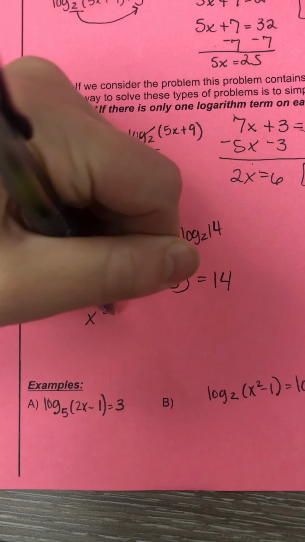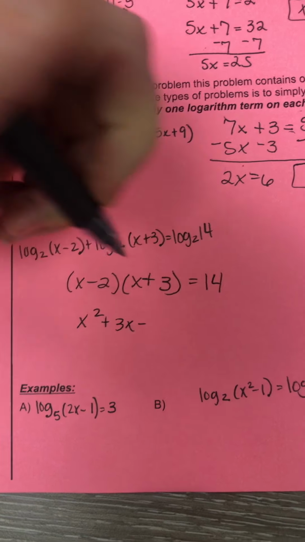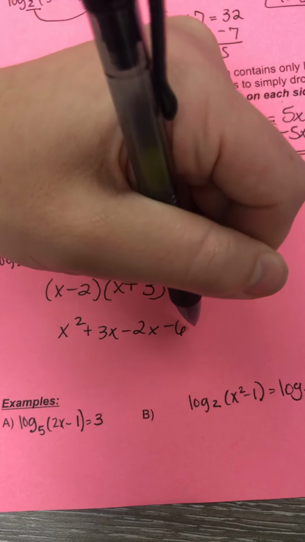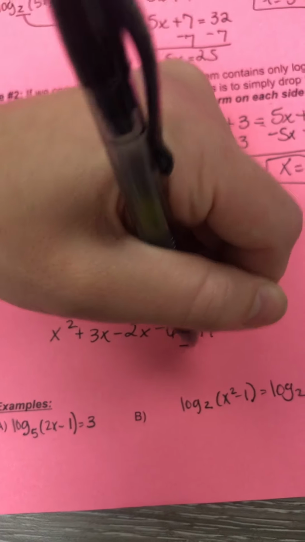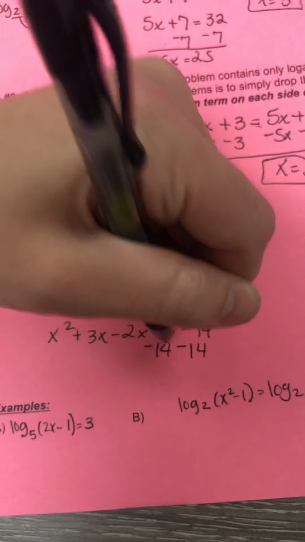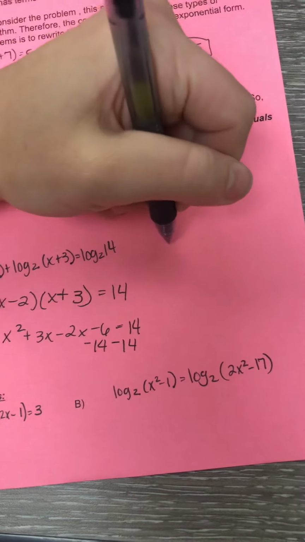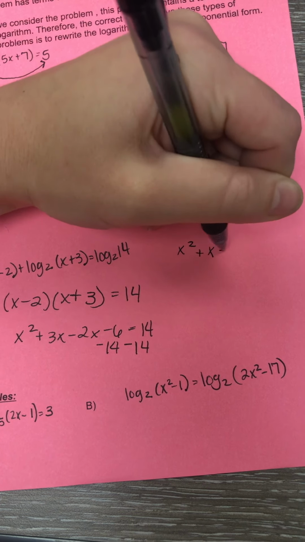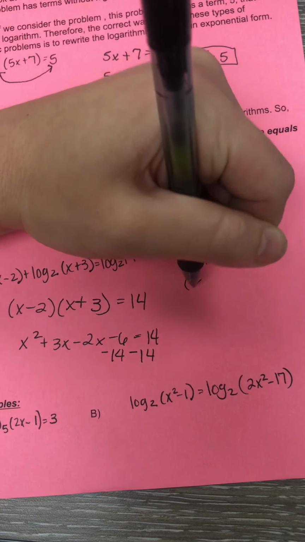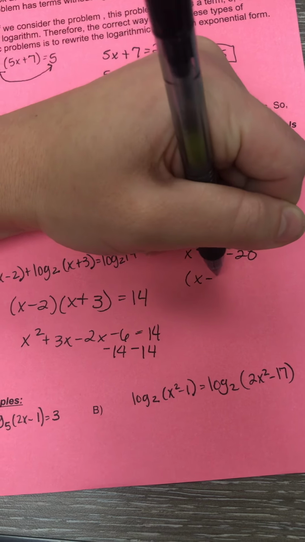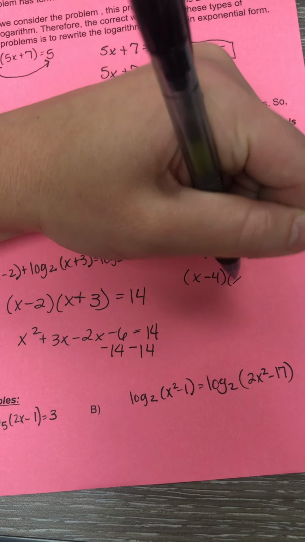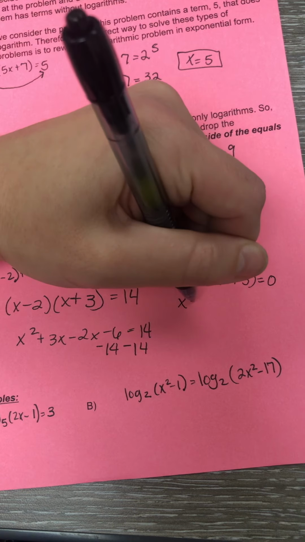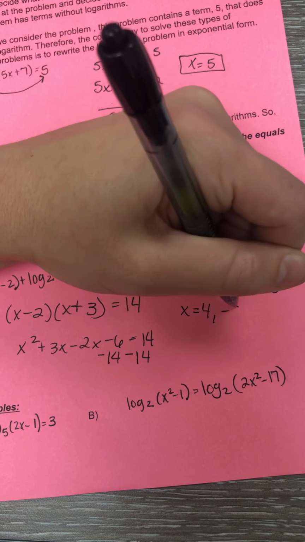So we get x squared plus 3x minus 2x minus 6 is equal to 14. I'm going to move the 14 over. Then we would get x squared plus x minus 20, which actually becomes x minus 4 times x plus 5 equals 0. So our x values would be a positive 4 and a negative 5.